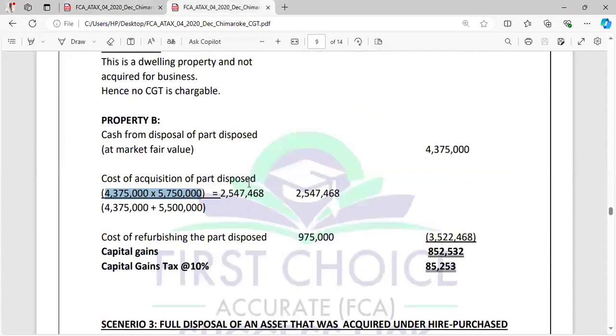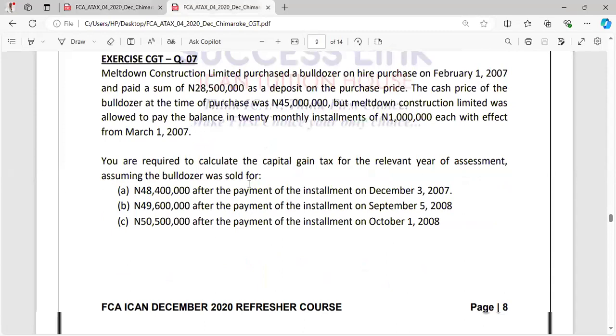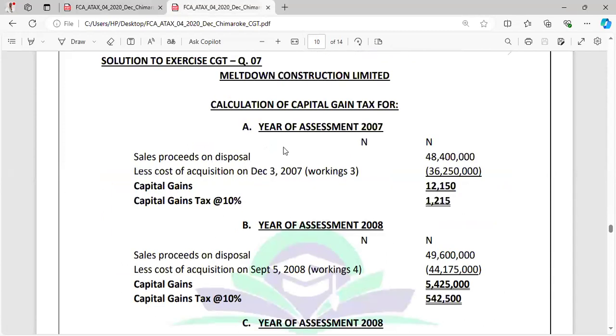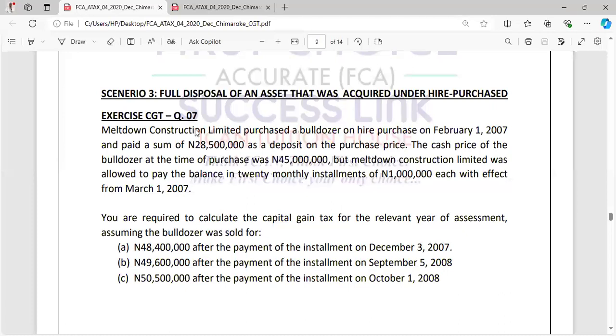Now there is a pattern for this. Look at the first one here. The sales proceed is 48,400,000, which is the sales proceed here. What is the cost of acquisition?